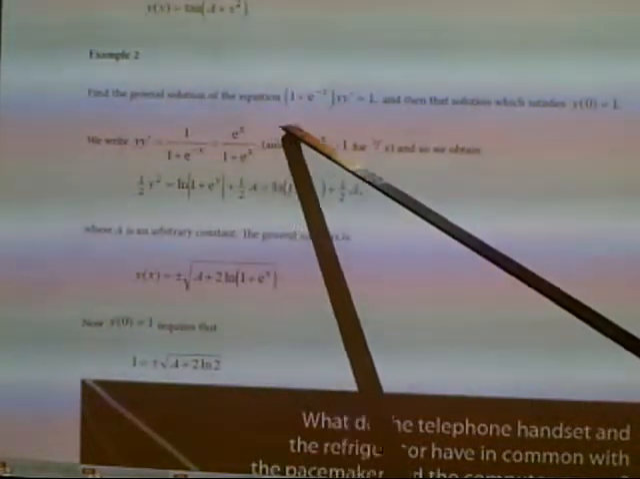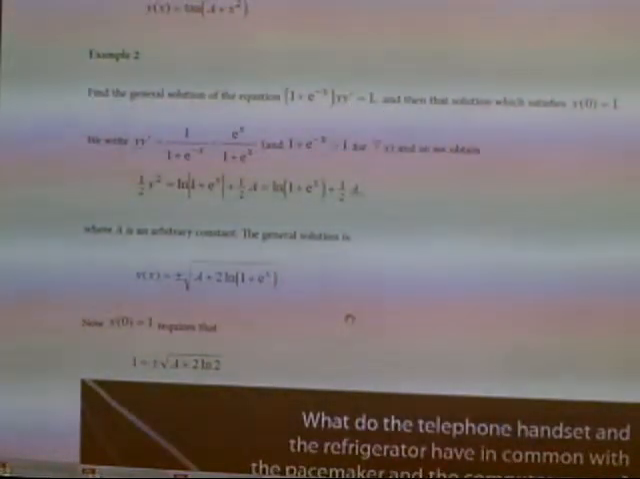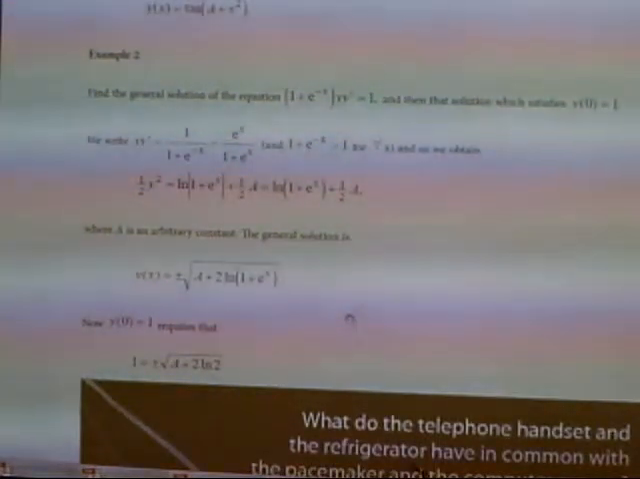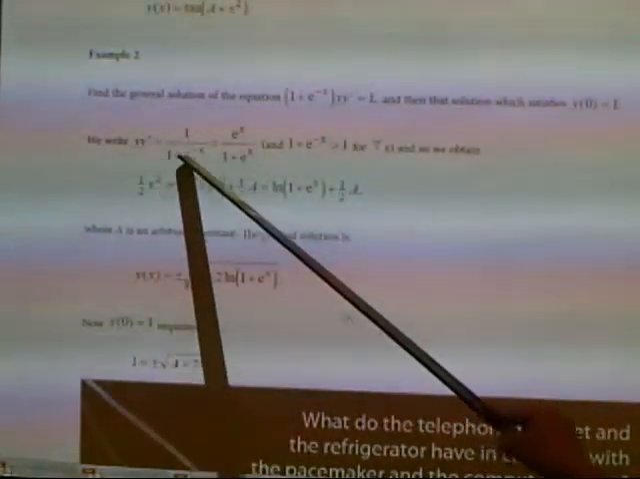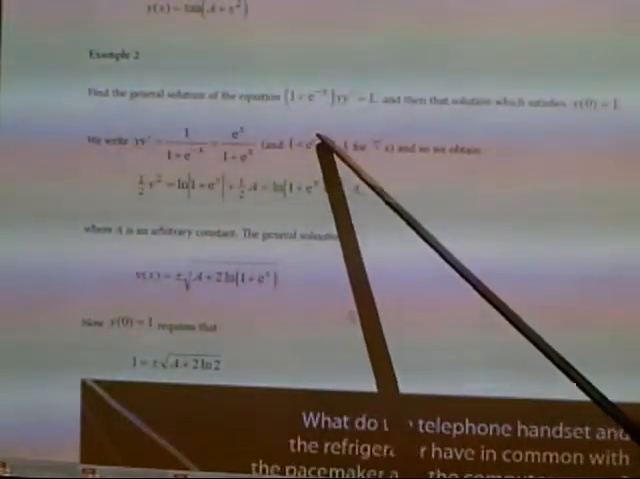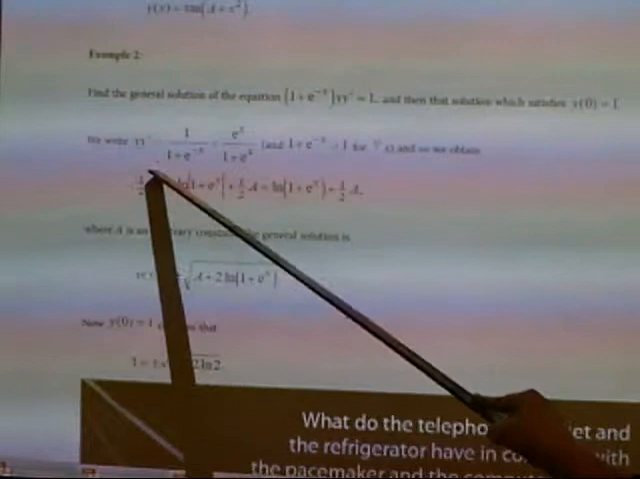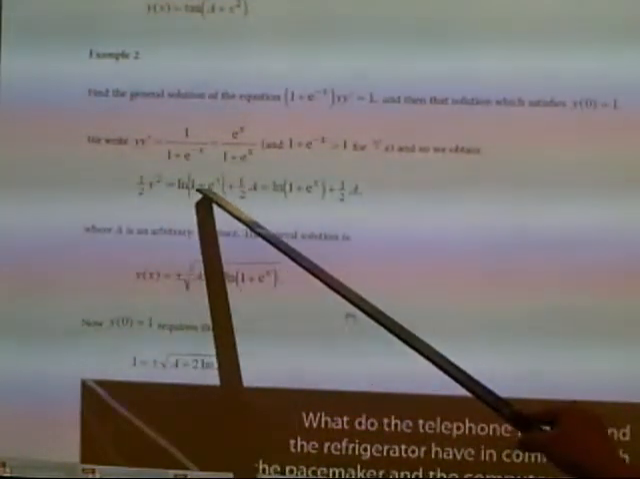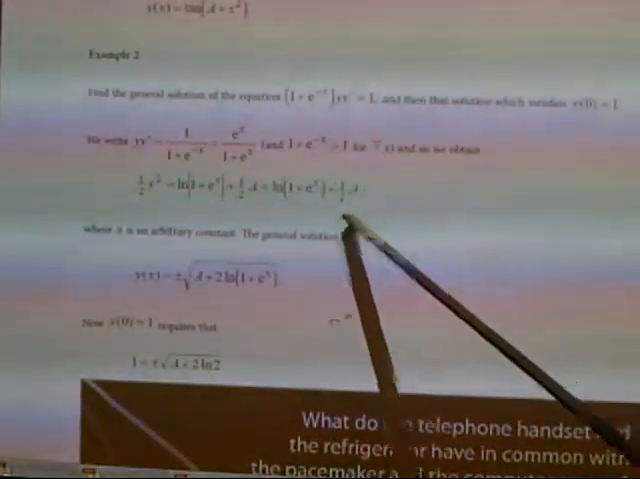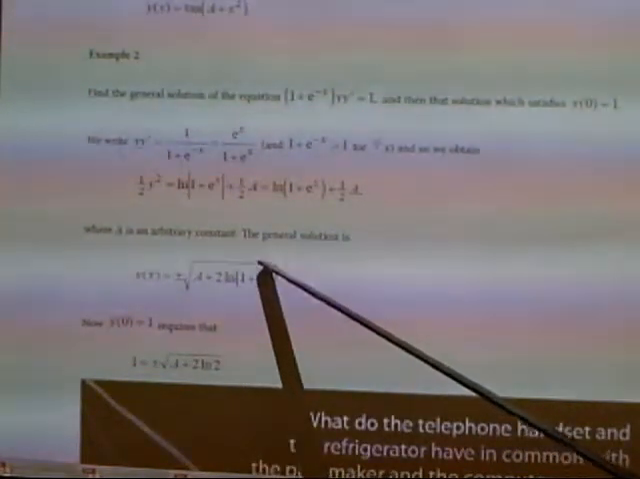This is also a separable general equation, with 1 plus e power x, y squared, and the condition y(0) equal to 1. We have to find the solution. So 1 half y squared, by making this integration, the right hand side is ln of 1 plus e power x plus half a, that's the equation. Therefore, y is equal to the square root of a plus 2 ln of 1 plus e power x.